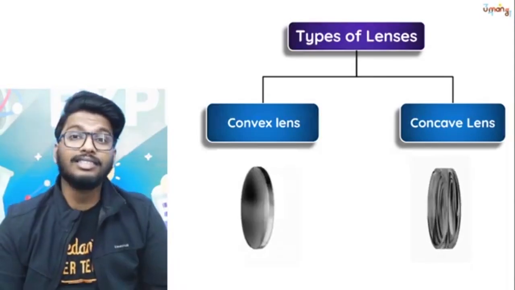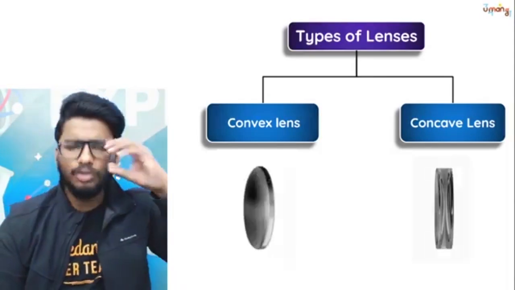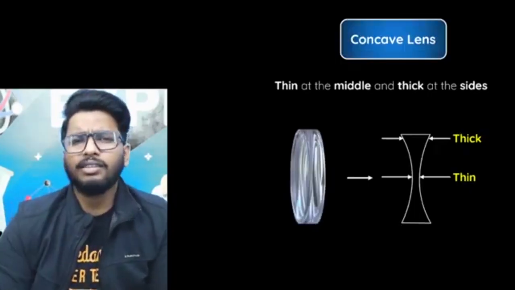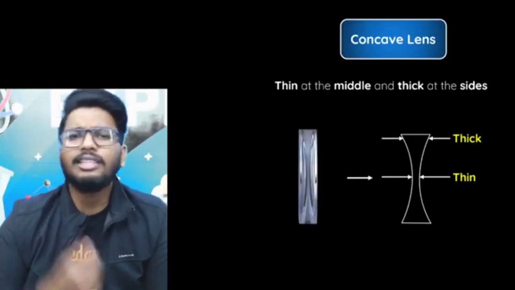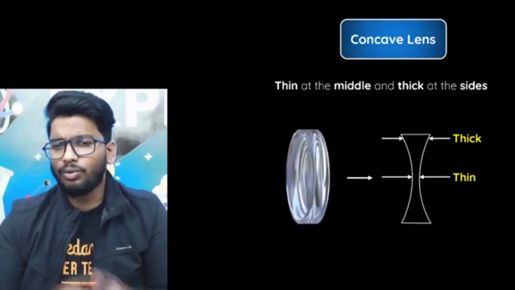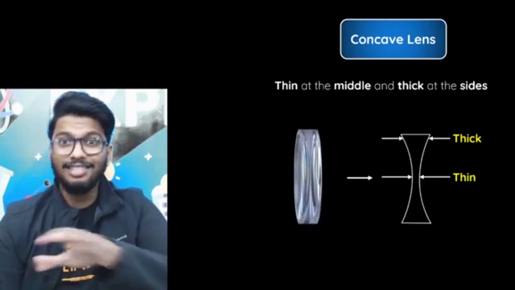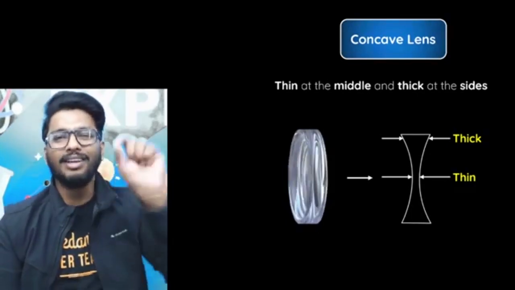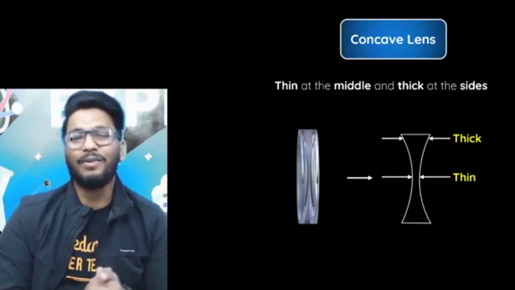You have your convex lens and then you have a concave lens. So what's the difference between them? Let's start with the basic stuff. A concave lens is one which is thin in the middle and thick at the edges. This is also called a diverging lens. Now if you do not know why it's called a diverging lens, don't worry, just wait for a couple of minutes and I'll tell you the reason for this.